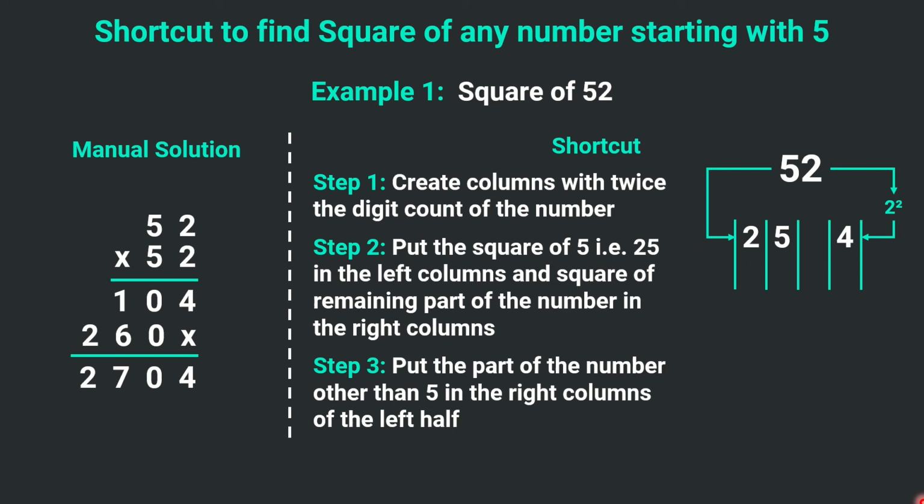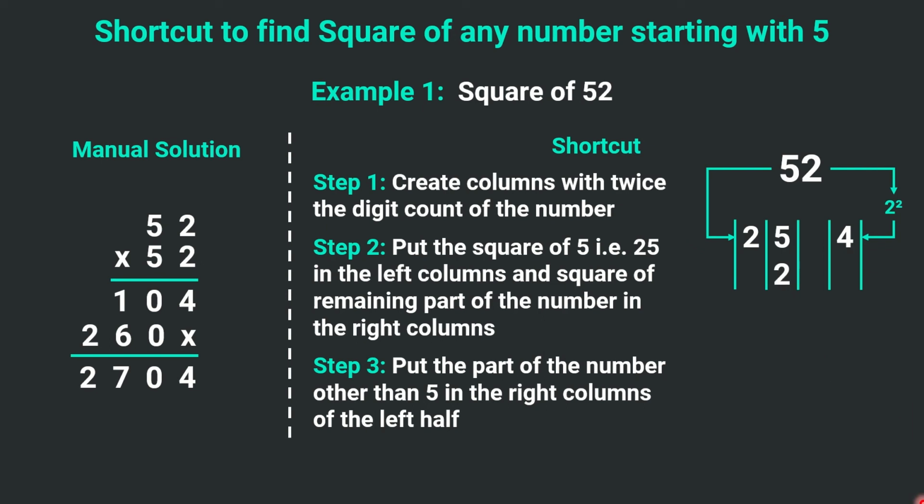Now in the third step, we have to put the number other than 5 in the right column of the left half. This is the left half and this is the right column. So we have to put the part of the number other than 5. In this number, the part other than 5 is 2, so we put 2 in the right column of the left half. Putting 2 will make it like this.